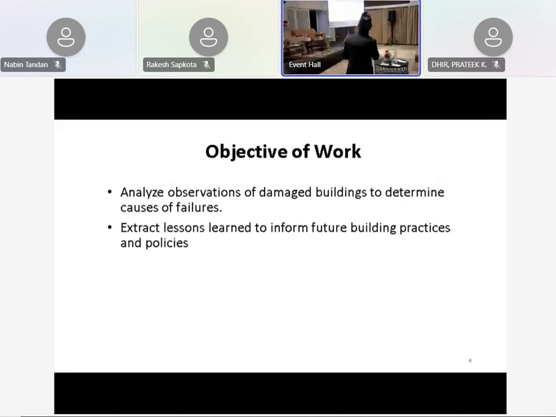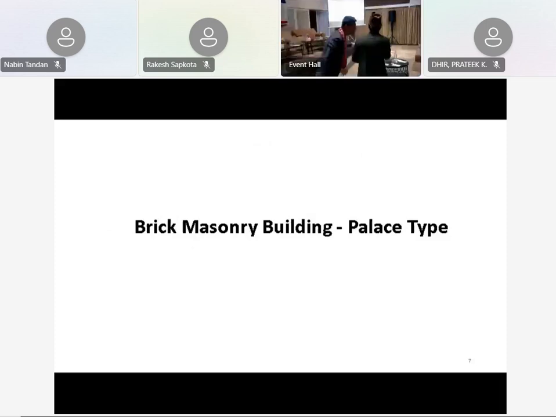And this is the objective as we discussed. What was the damage in the different types of building in the earthquake, which type of damage occurred there, and what might be the possible causes of this damage. And now let us discuss the palace type of building.